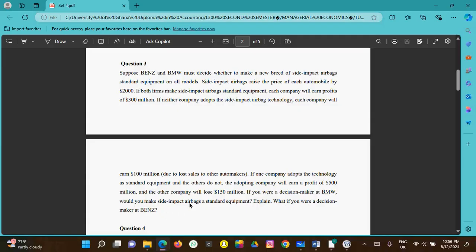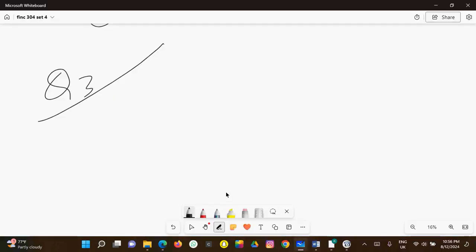So basically, what they are trying to ask is, do they have a dominant strategy? If BMW has a dominant strategy, then it is going to make the airbag. If BMW does not have one, then it will not. So let's present it in the game. The players are Benz and then BMW.